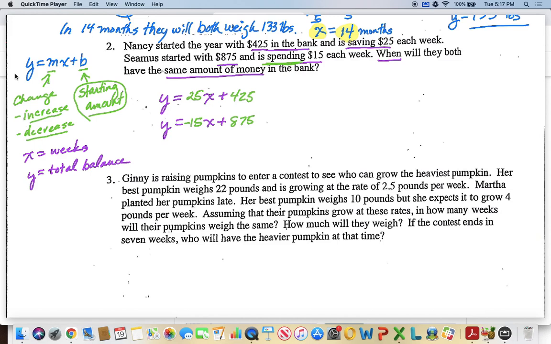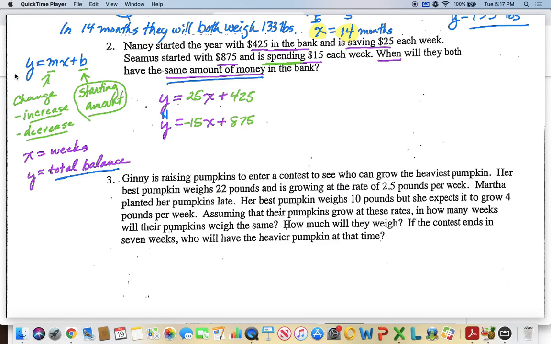All right, so let's take a look at what we have here. We've got two equations in the y equals mx plus b form. The next thing we do is we make that assumption. We want this to be when they have the same amount of money in the bank, and y is going to be equal to their total balances in the bank. And so this y has to be equal to this y. So Nancy's bank account needs to be equal to Seamus's.